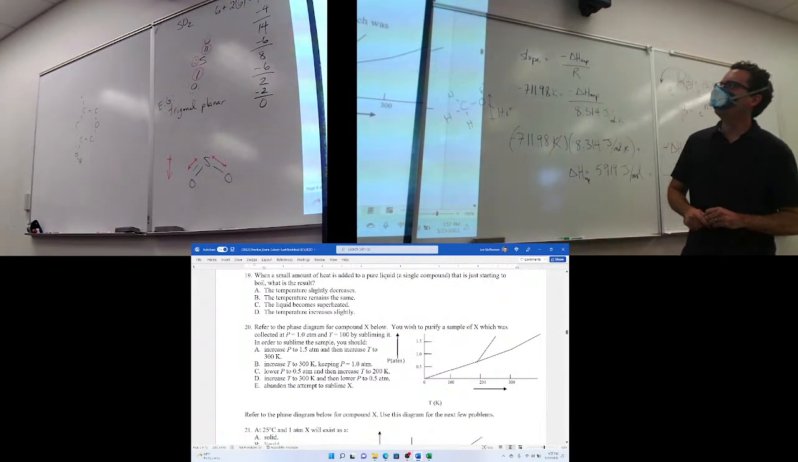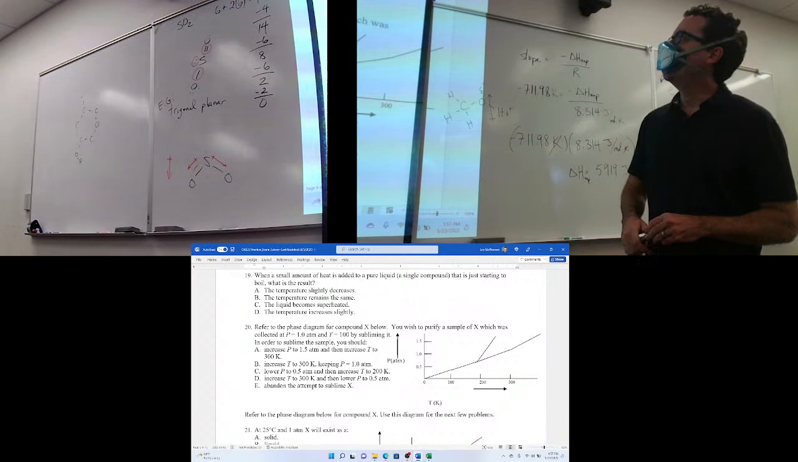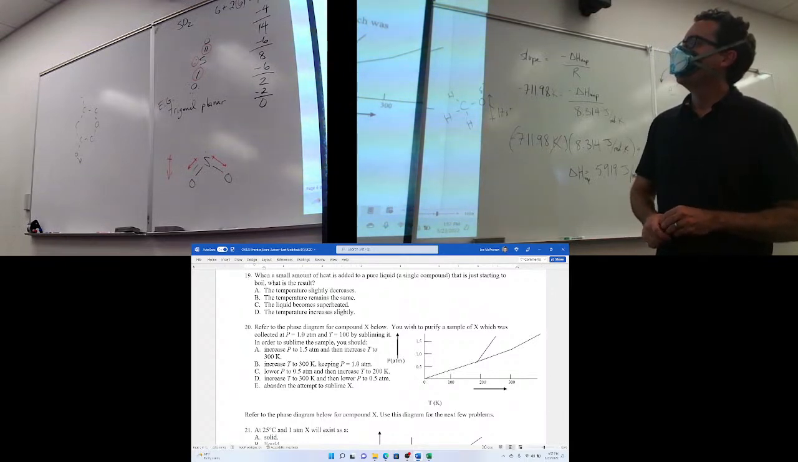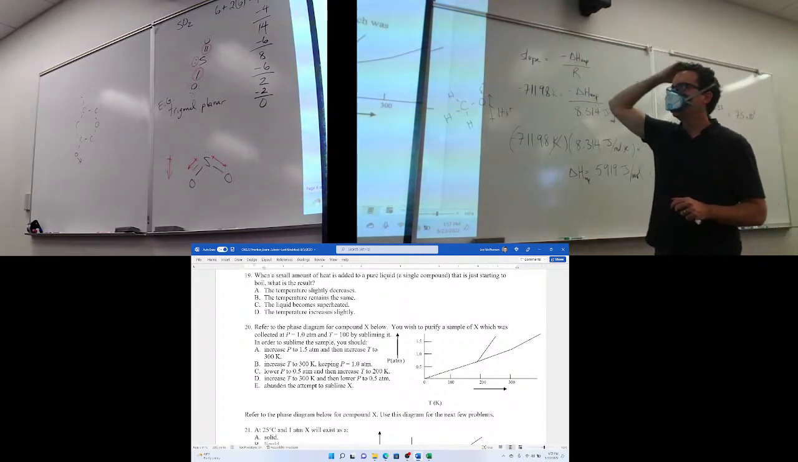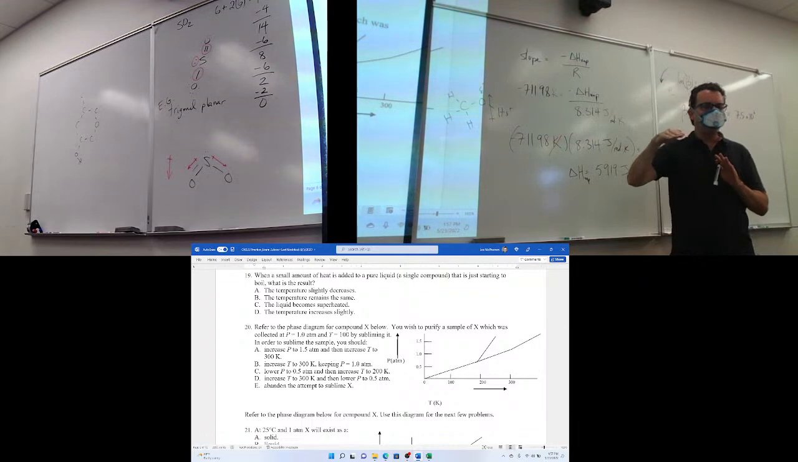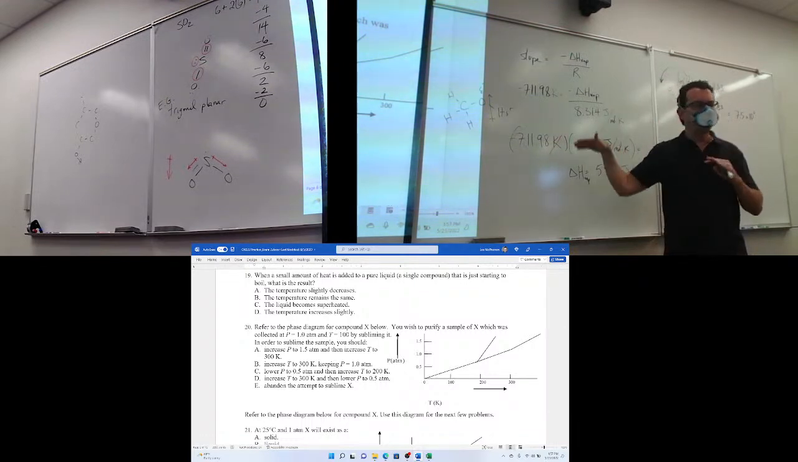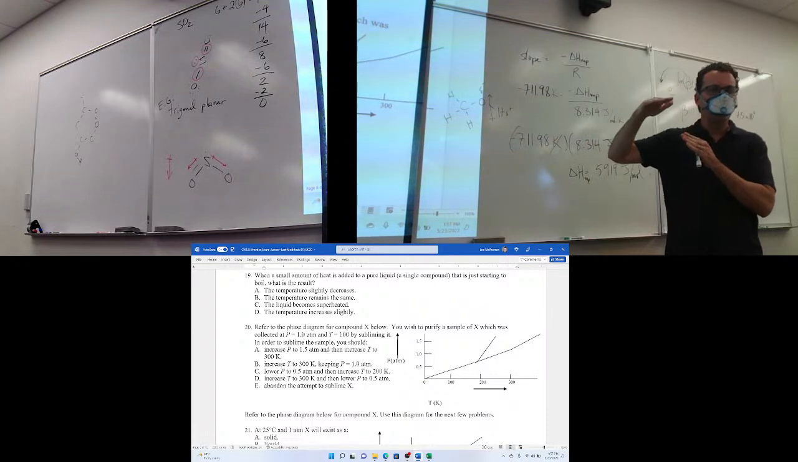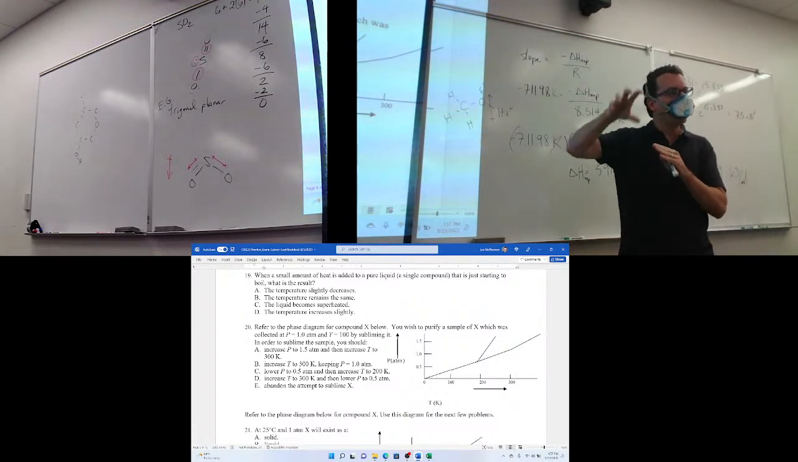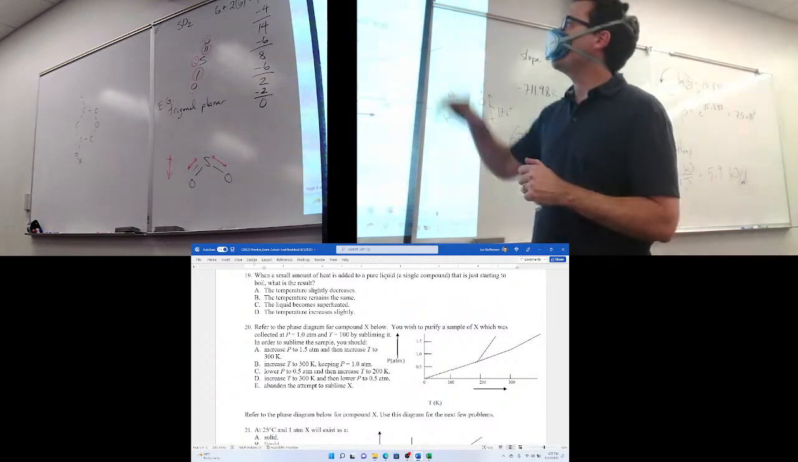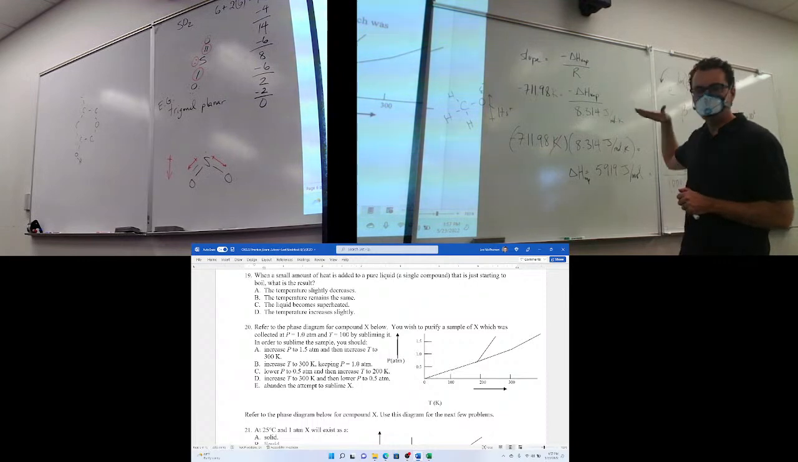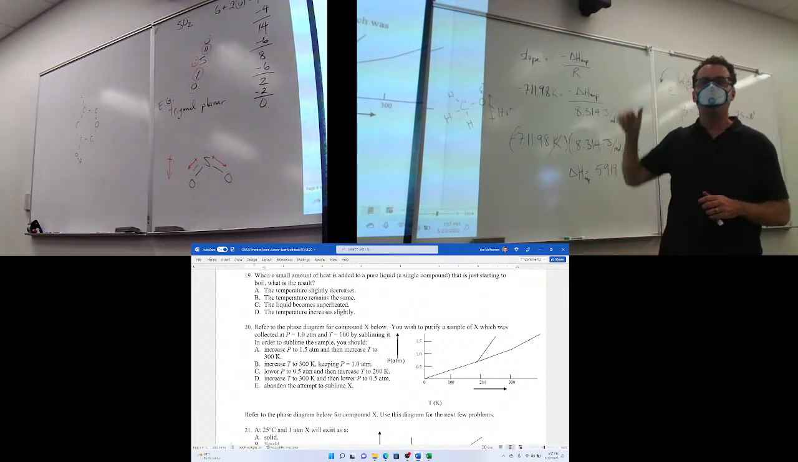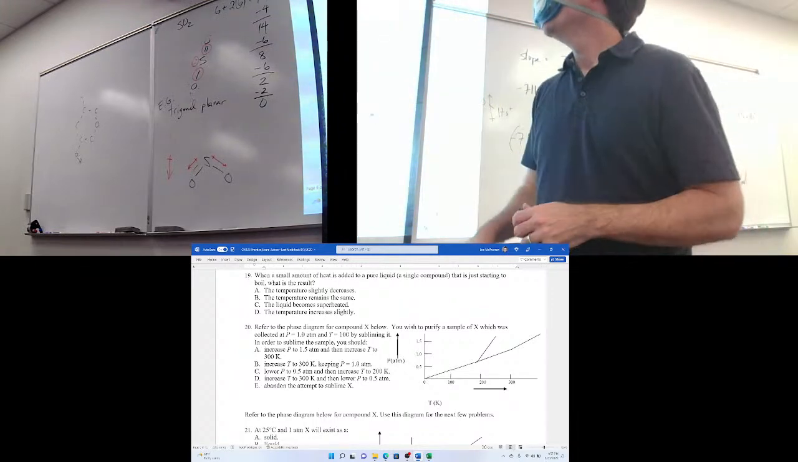When a small amount of heat is added to a pure liquid, a single compound that is just starting to boil, what is the result? So the key here is, if it's just starting to boil, then it's at the boiling point. If you add more heat, it's not going to go up in temperature. The extra heat that you add is going to boil more. It's going to turn more liquid into gas. So the temperature will remain the same. This is that flat spot on the heating curve. And the temperature will stay the same until it's now all gas. So B.